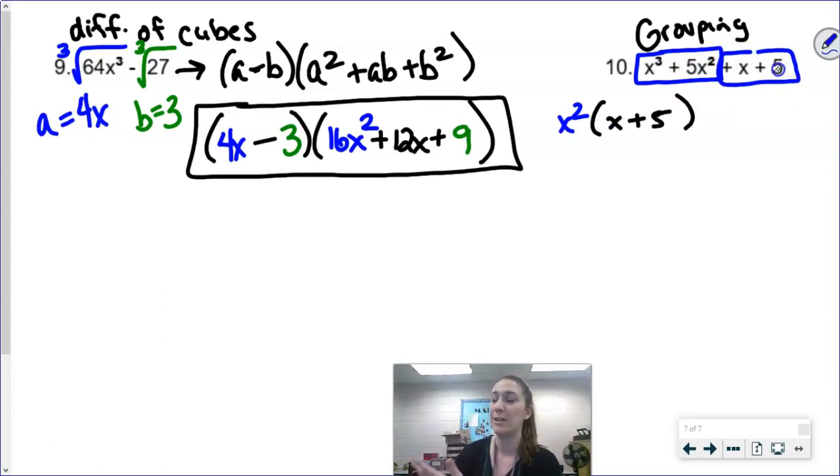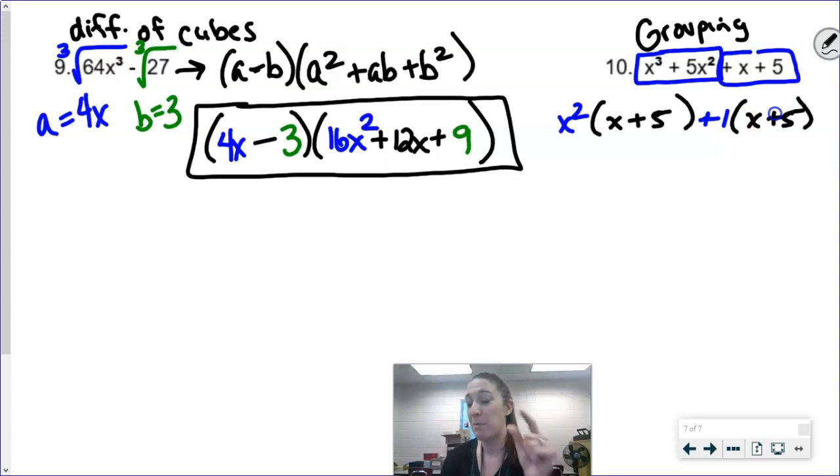And normally on any other day I would have said, forget the 1. The 1 doesn't do anything. This is the exception. I have to factor something out. So I am going to factor out a 1, a positive 1. Because that gives me something to keep in place for distribution. And then we still have an x plus 5, which matches the other factor, which is the important part of grouping, right? These have to match.